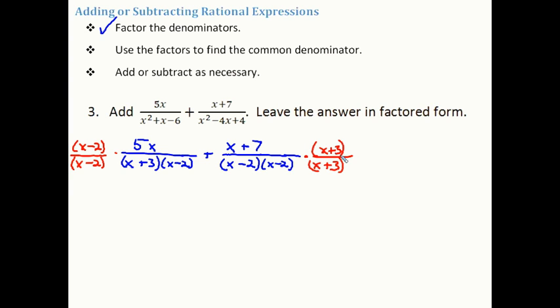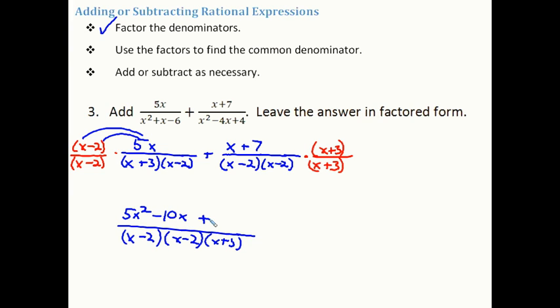And so we multiply top and bottom by x plus 3. Now we notice that each denominator is x minus 2 times x minus 2 times x plus 3. I'm not going to multiply those out now because I could possibly simplify later. In the numerator for this first one, when we distribute here, we would have 5x squared minus 10x. And I want to add, and we're going to have to distribute here.